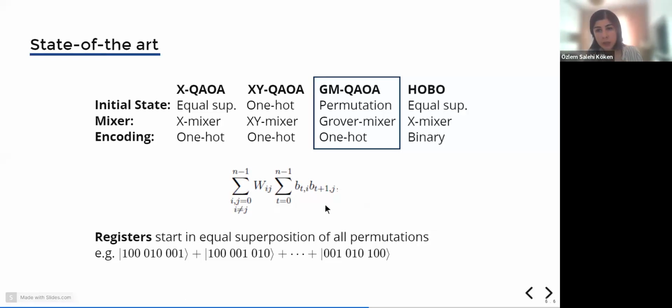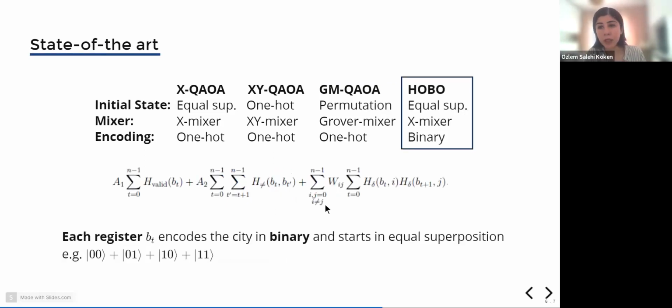And you may say, okay, this is great. We don't have any constraints. But the problem with this one is that creating an equal superposition of all permutations is something costly. And this Grover mixer, which you need to use in case of starting with this permutation state, is also costly. So that's the problem with this approach.